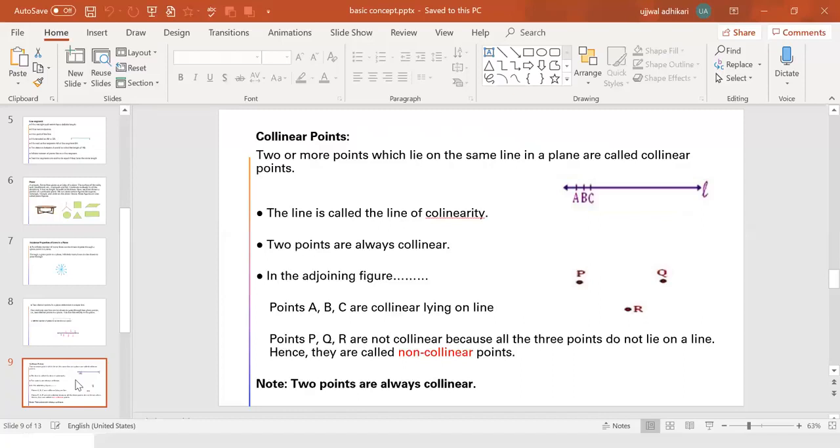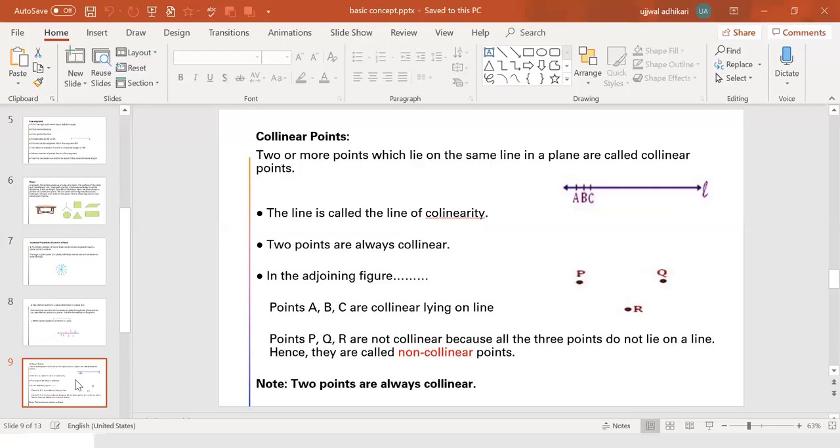points. Two or more than two points lying on the same line are called collinear points. In this given figure, A, B, and C lie on the same line. That's why A, B, and C are collinear points.